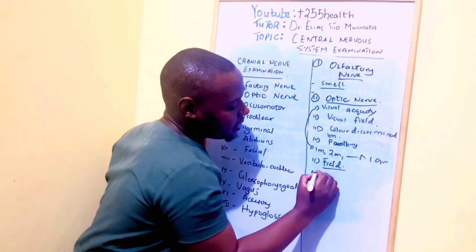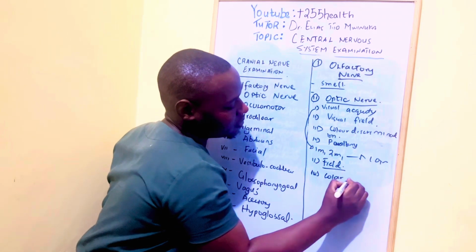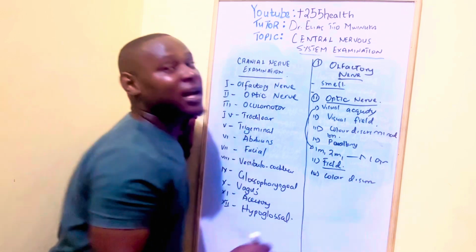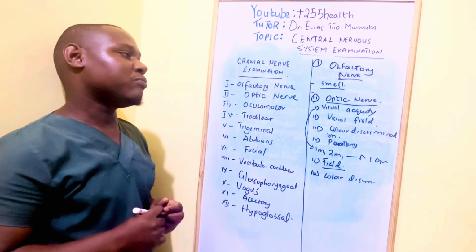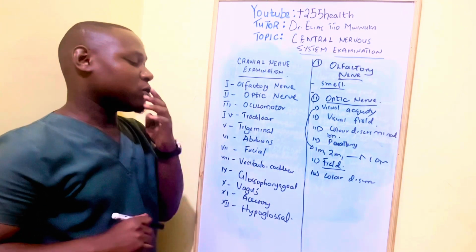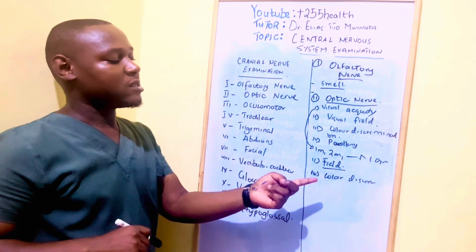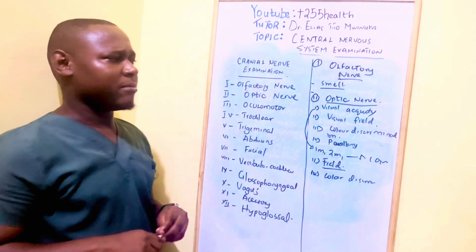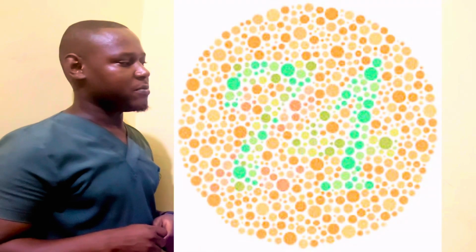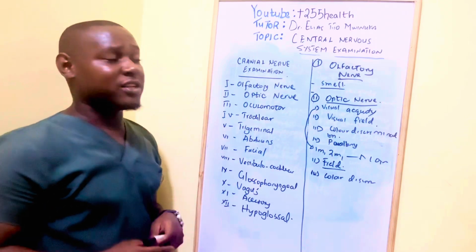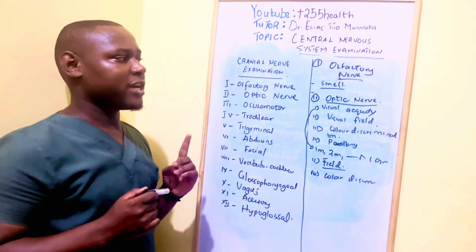And then another thing is color discrimination. I think you've noticed there's something called color blindness. So you should bring something with color, especially red, yellow, green, and blue, and see if he's able to discriminate between those colors. So I hope you've understood cranial number 1, olfactory, and cranial number 2.